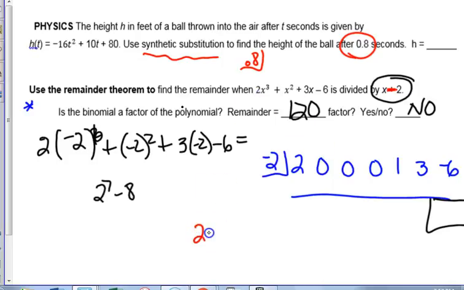Positive 2, and I changed the whole question. Remember, it was 2 times 2 to the 3rd plus 2 squared plus 3 times 2 minus 6. That's not a 0 either, though, is it? Probably not. I think it's 20. So you would still have a remainder of 20. You'd say, how would you get a yes? What would your remainder be that would tell you it was yes?